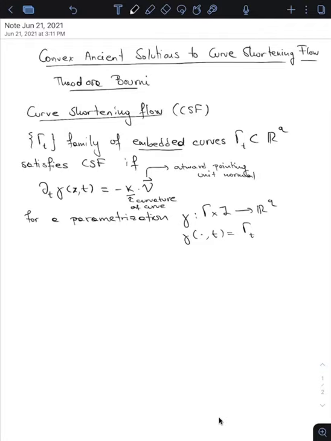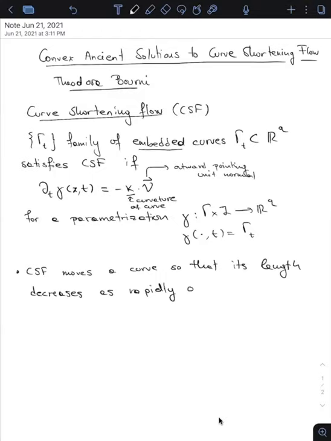Right. So now let's look at what curve shortening flow does. First observation is that curve shortening flow moves a curve so that its length decreases as rapidly as possible. So it's the gradient flow of the length. And curve shortening flow is a special case of mean curvature flow. What do I mean, a special case? I mean the one-dimensional case.